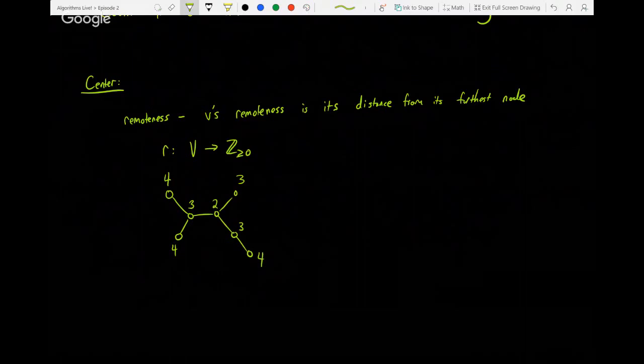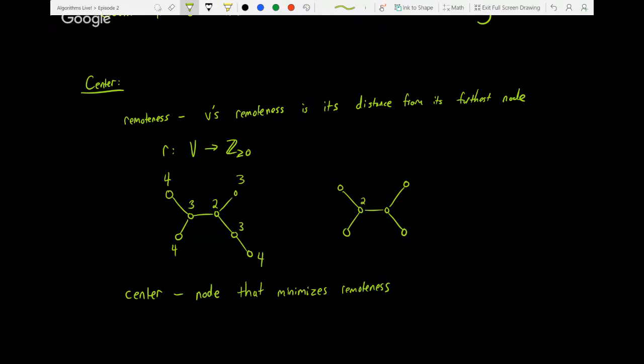And what we're going to do now is use remoteness to define what a center is. A center in a tree is a node that minimizes remoteness. So that one is going to be the center of my tree. This node with remoteness of 2 is the center of my tree. And there can actually be multiple centers. If I draw a different tree, I have remoteness of 2 here, 2, 3, 3, 3, 3. And you'll see there's a tie. Those two nodes have the same remoteness.